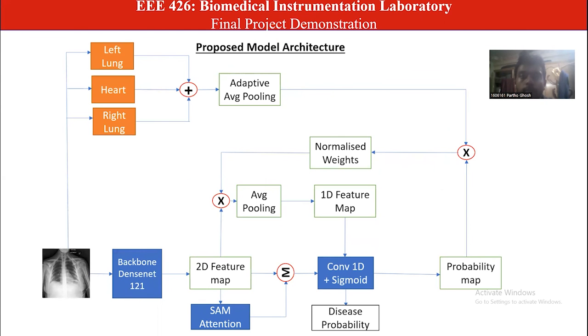In this slide, we see our proposed model architecture. We are using a segmentation-based U-Net model to segment the lung and heart from X-ray images, then merging that binary map with feature pooling, whereas previously we were merging with the feature map.